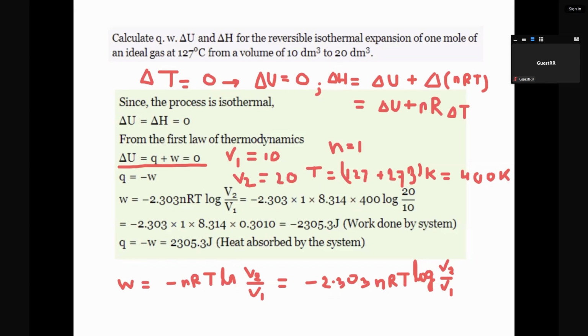Since pressure and volume are inversely proportional, if instead of volume you are given the pressure, then the equation will be a bit different. We see PV is constant, so P1 V1 is equal to P2 V2. So if we have V2 by V1 over here and we want to express this in terms of pressure, it will be P1 by P2. So if instead of volume pressure is given, we will denote V2 by V1 as P1 by P2.